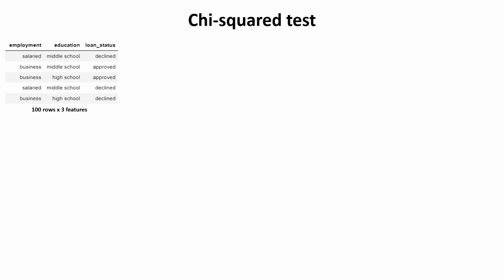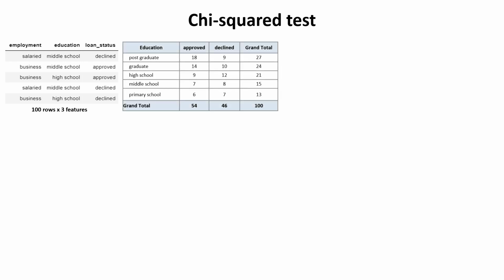So to evaluate this, we try to observe the count of this data, and we come up with this kind of observation. In this data frame, you have 100 records and 3 features, 100 rows and 3 features. So when we summarize that, this is what we get. Now, if you see over here, for postgraduate, there are 18 approved, 9 declined, altogether 27 applications.